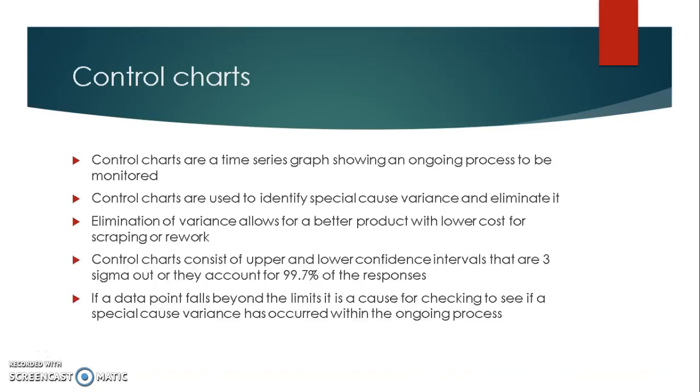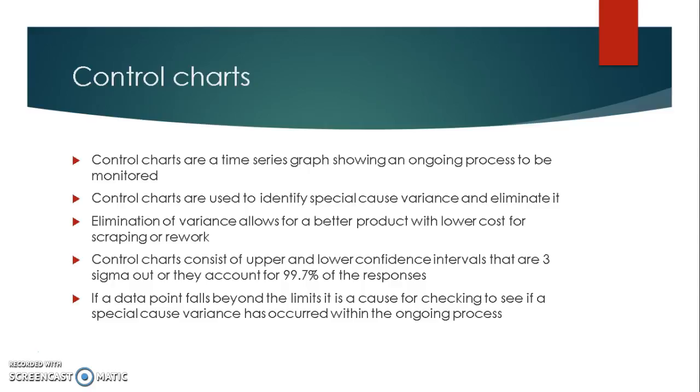Okay, so we're going to be talking about control charts. Control charts are a time series graph showing an ongoing process to be monitored. Control charts are used to identify special causes for variance and eliminating it. Typically, eliminating variance allows better products and lower cost of scrapping or rework.